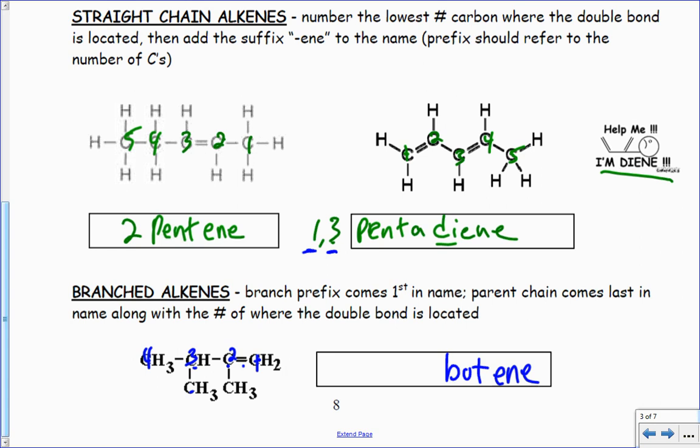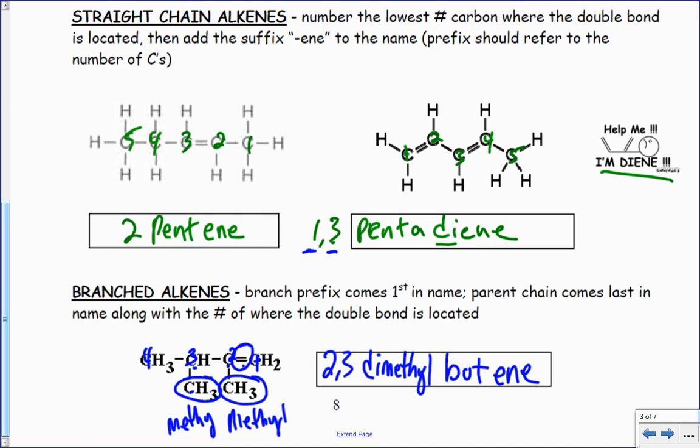Okay. So I have this taken care of. I need to take care of this now and this. Each side chain is a single carbon, so it's a methyl and a methyl. So it's a 2,3 dimethyl butene.